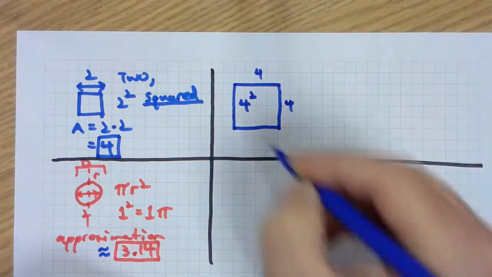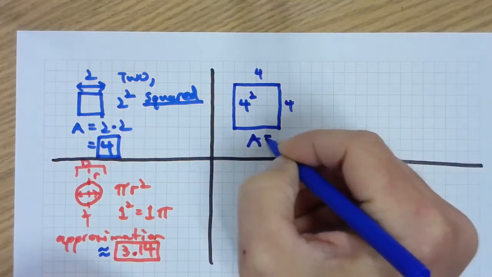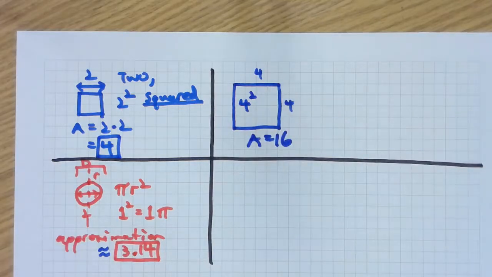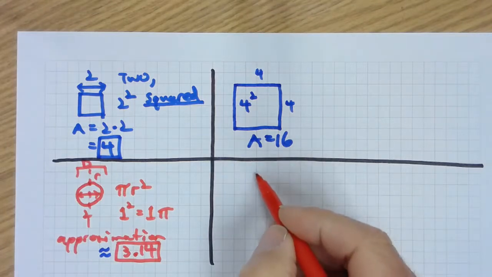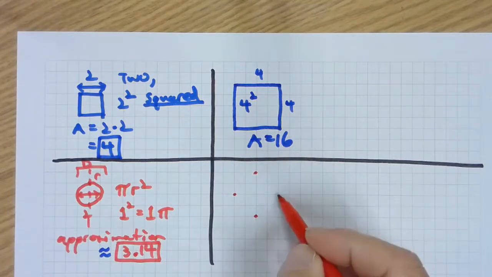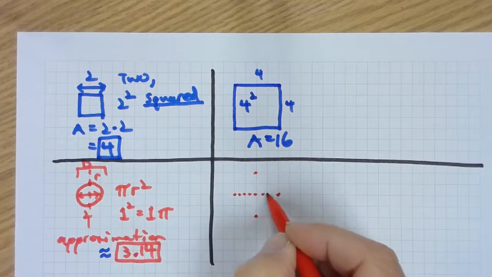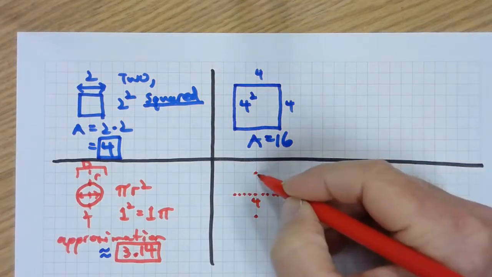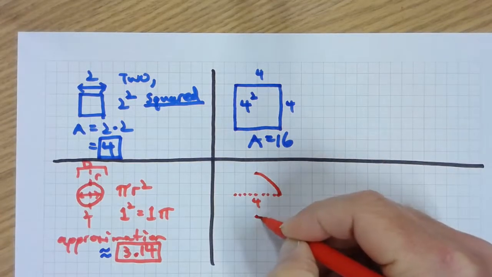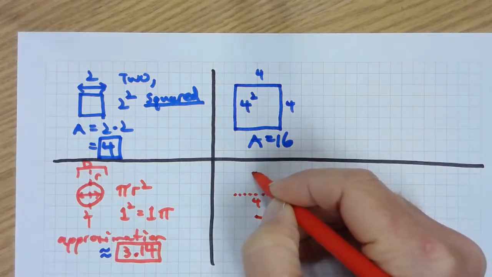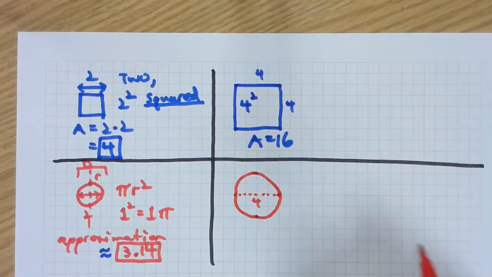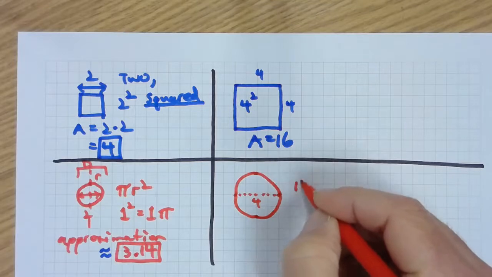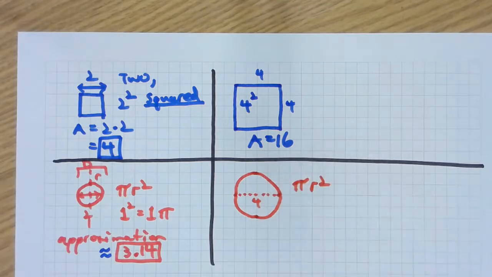with sides of 4. The area is now 16. Wouldn't it be amazing if we had a similar relationship here? So I'm going to make a circle with a diameter of 4 using all my artistic abilities. Oh, you got to pretend it's a circle. Pretend. Okay. R squared times pi. Traditional way of doing this.